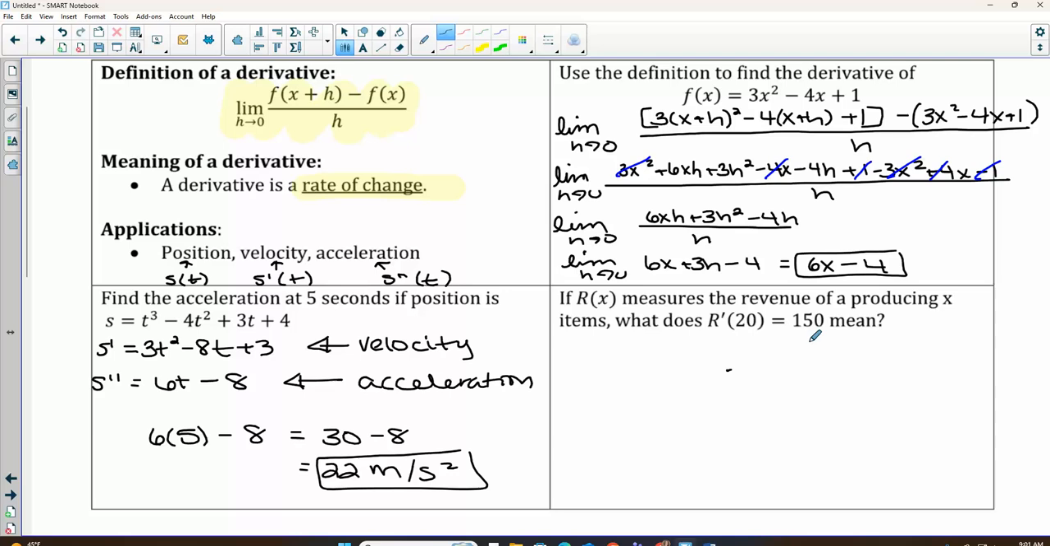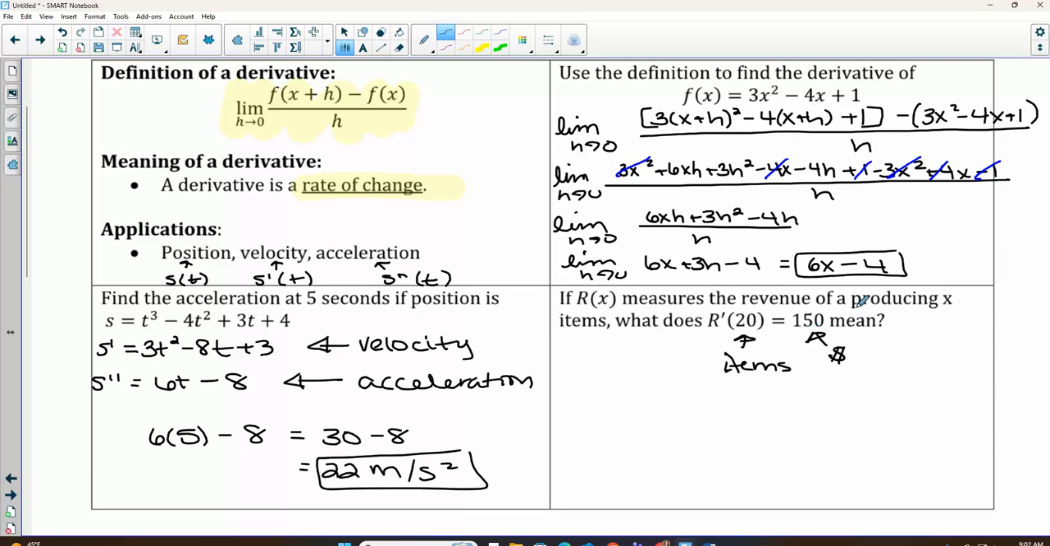Let's talk about units first. What would the 20 be? Items. What would the 150 be? Your revenue, so that would be dollars. Okay, so I know I have 20 items, $150. R is revenue. So does that mean if I produce 20 items, the revenue is $150?